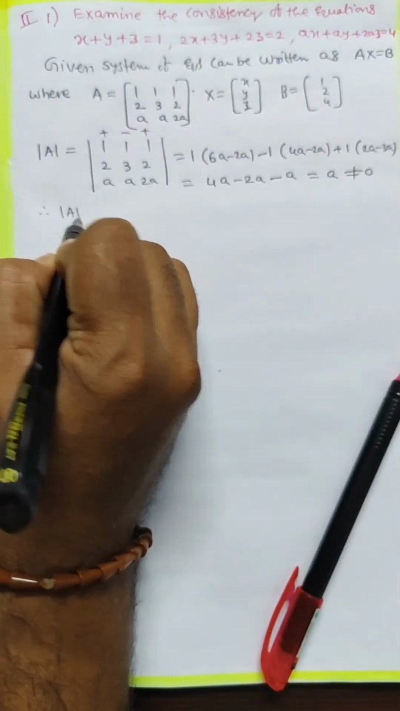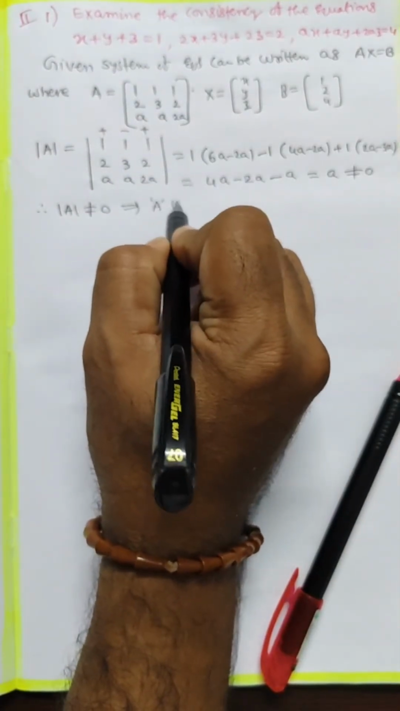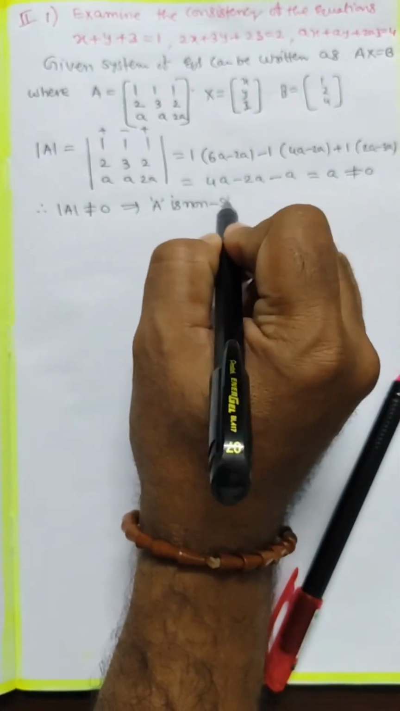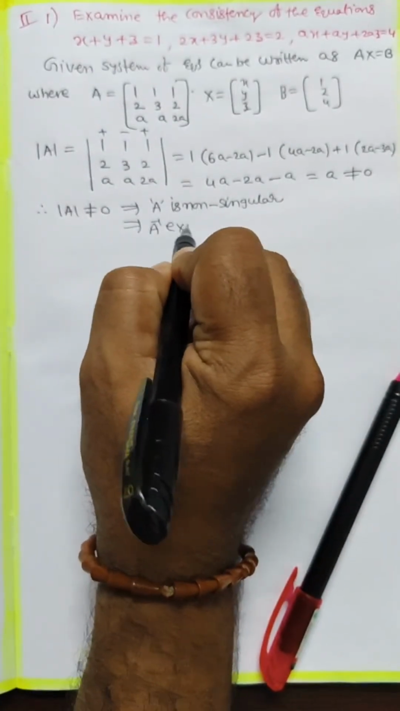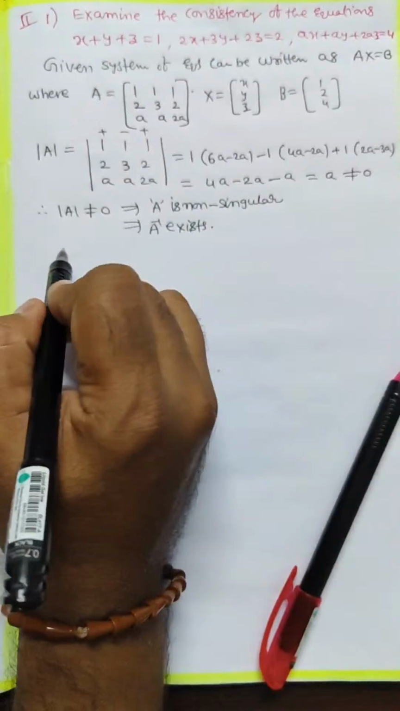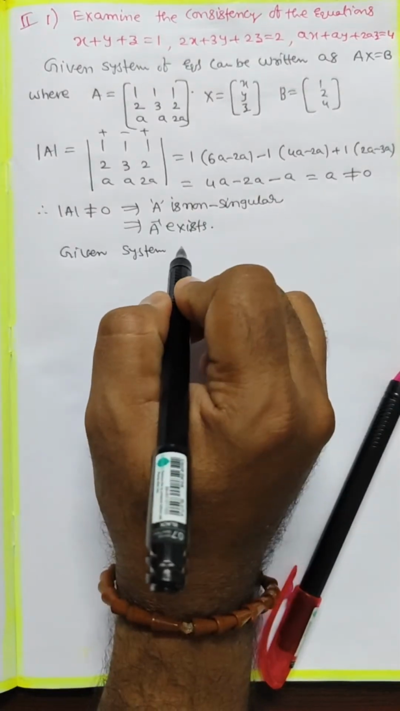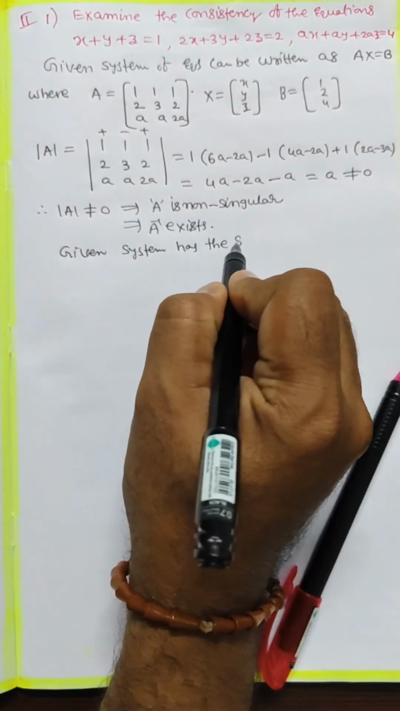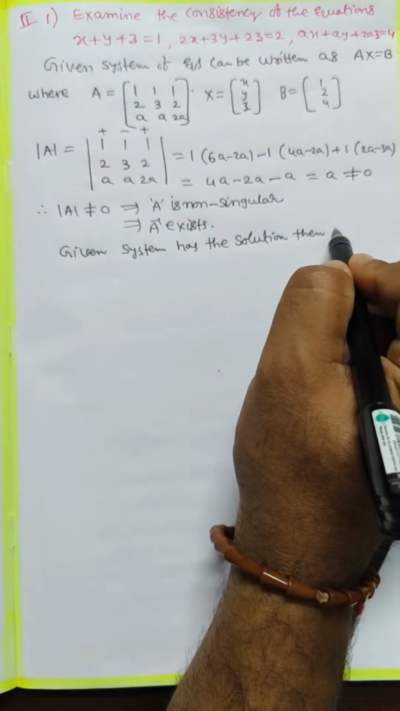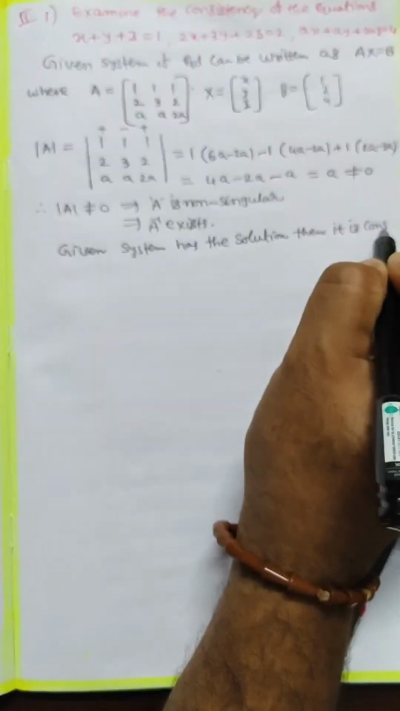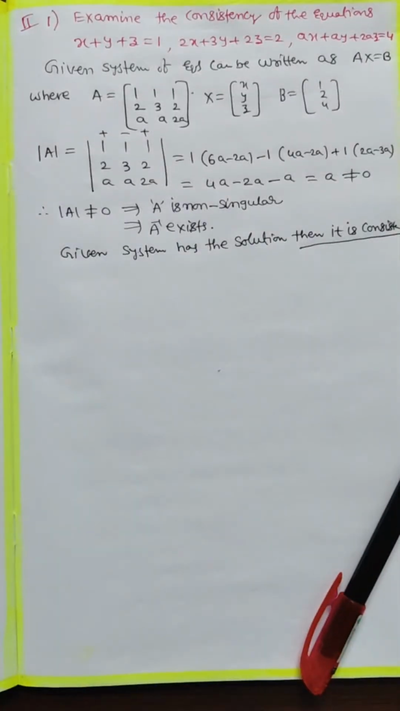Whenever det A is not equal to 0, that implies A is non-singular, so A inverse exists. Whenever A inverse exists, the given system has the solution. Whenever it has the solution, then it is consistent. Okay, students, that is the reason. That's all.